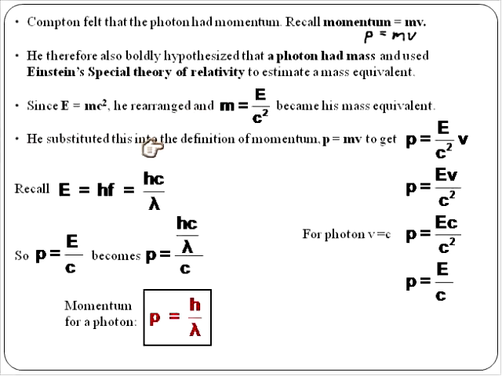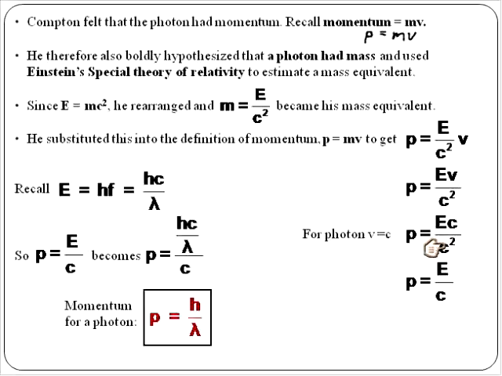So what he did then was he substituted this into his definition of momentum that we already knew about. Momentum equals mv. Now the mass is E over c squared, so we've got momentum equals E over c squared times v, which is what we've got here. But remember, photons travel at the speed of light, so the speed v is actually c. So instead of saying Ev over c squared, we can say Ec over c squared.